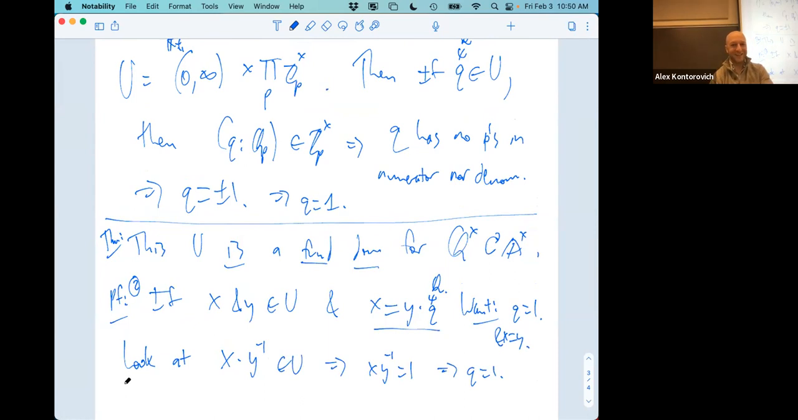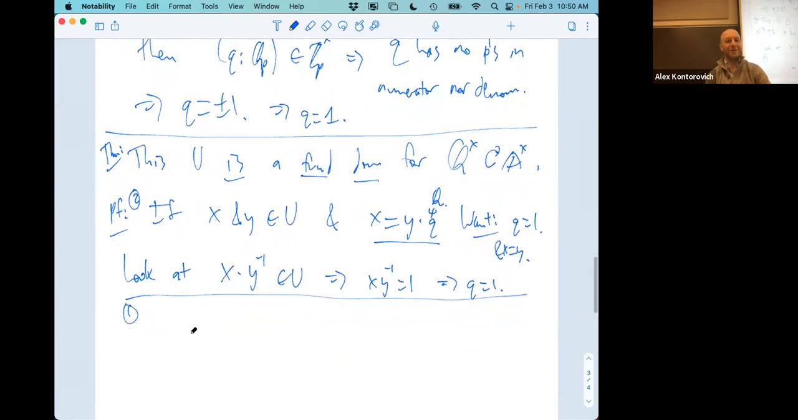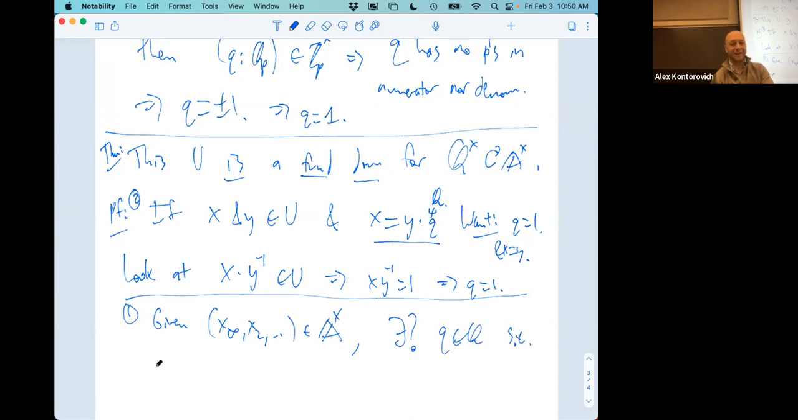It's trivial. Yes, it's very nice. Okay, and why can you move any X into U, given any X infinity, X2, and so on in the multiplicative adeles? Does there exist a rational number Q such that Q times X is in U? See the things where there are numerators and denominators exactly the same. It's exactly right.